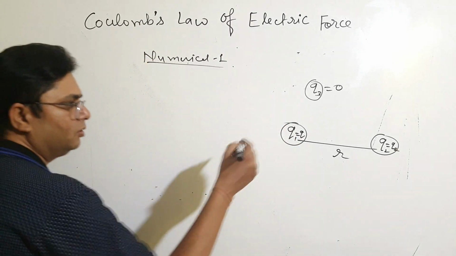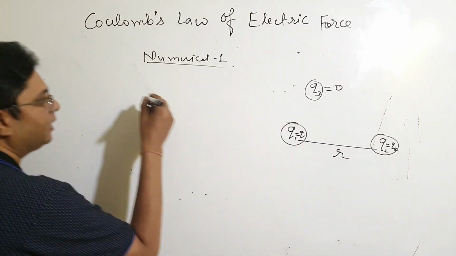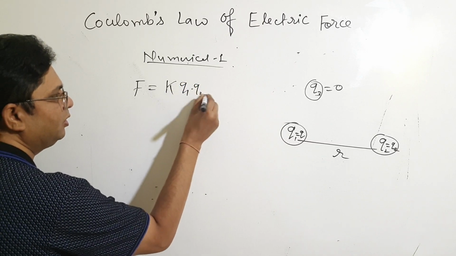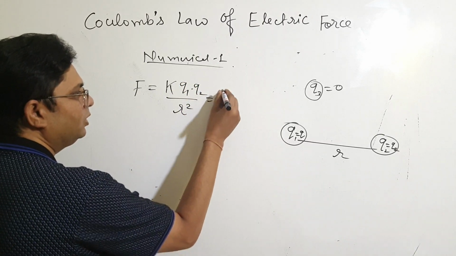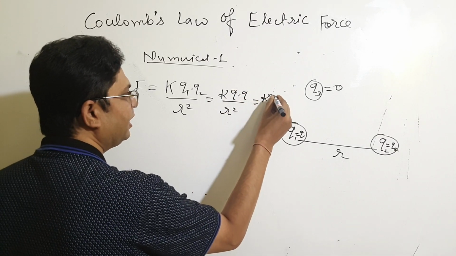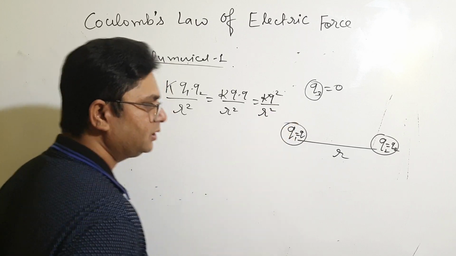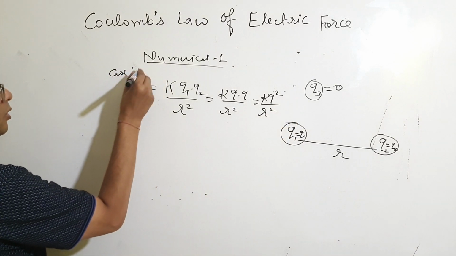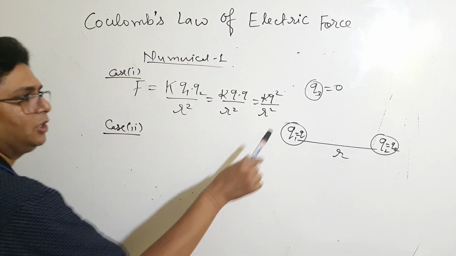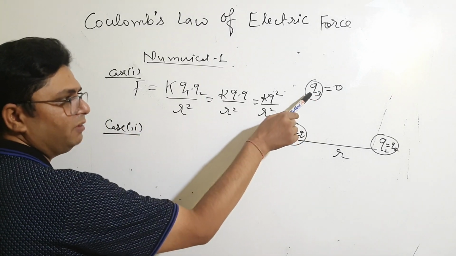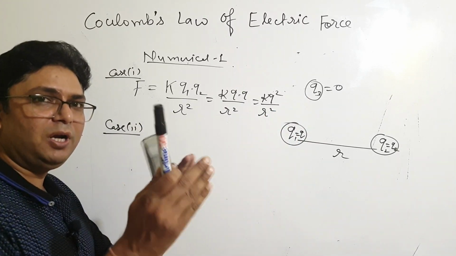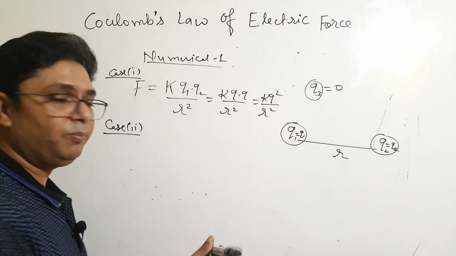For the solution, first of all, we write the force F. Force F is K Q1 Q2 upon R square. So this is K Q Q upon R square, which is K Q square upon R square. This is the force for case number 1. Now what does case number 2 say? Case number 2 says there is a charge Q3 having charge 0. So when we touch Q3 to Q1, then due to conduction there is equal distribution of charge because their shapes are the same.